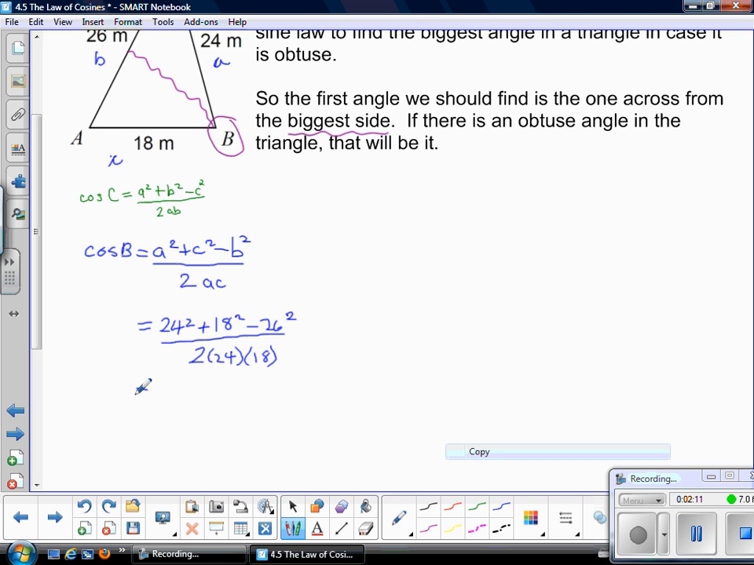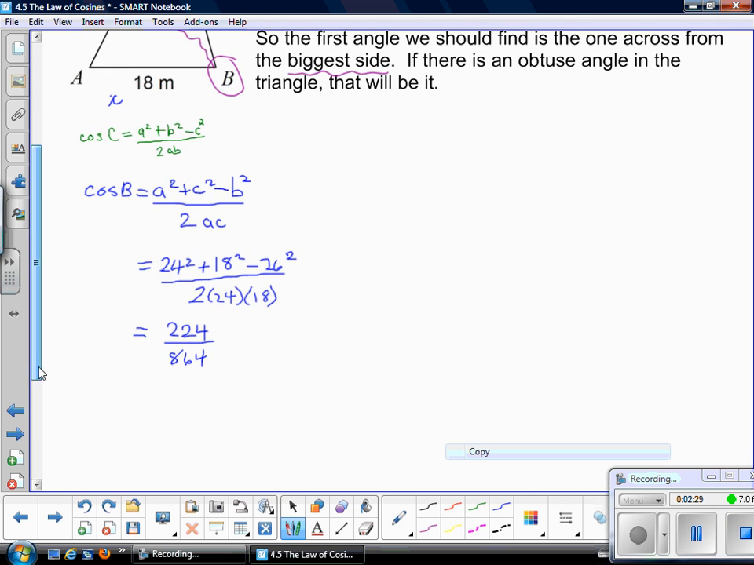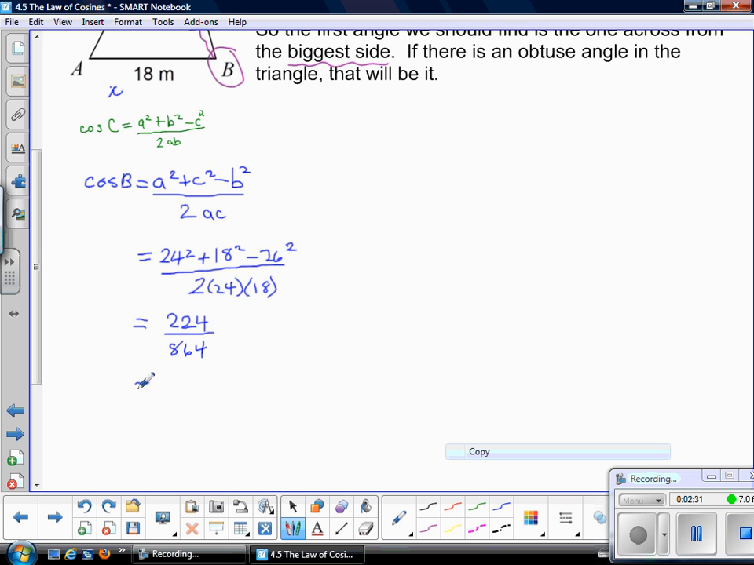And now it's just a matter of doing some calculation. I usually calculate the top first, so that's 224. I then calculate the denominator, which is 864. And now I'm going to divide it, and remember, I'm going to keep 4 decimal places because it is a ratio that we have found. It's decimal 2593.